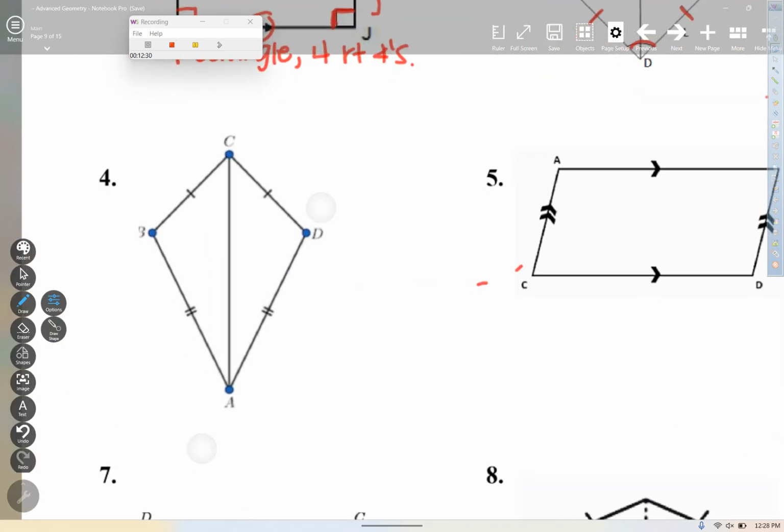Okay, 4. Let's look. I got these 2 sides are equal. I have these 2 sides are equal. There we go. We have 2 sets of adjacent sides congruent. So that's a kite. And it's a kite because we have 2 congruent sets of adjacent sides. You're just kind of writing down what you see. It's sort of nice. Like, why is it a kite? Well, definition of a kite.